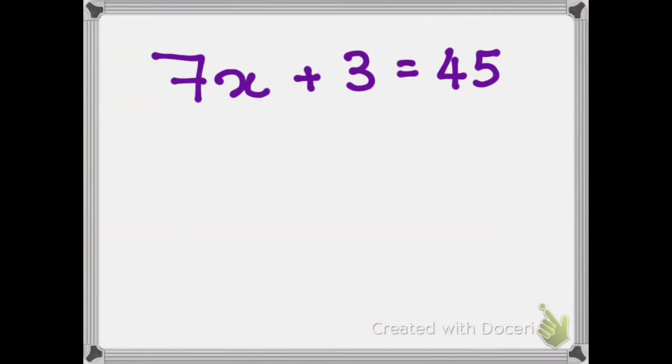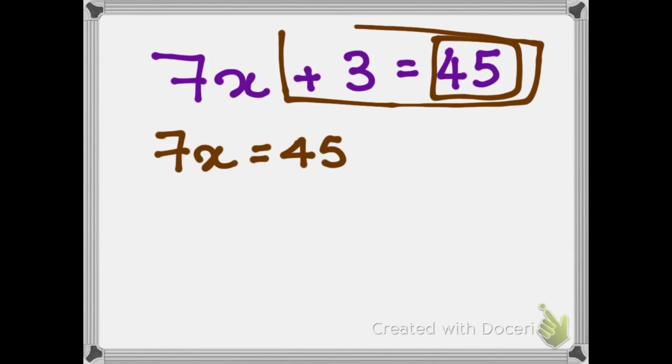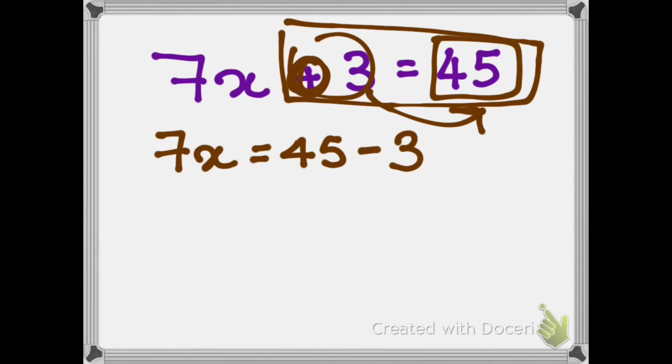Remember, it's the same process as before. I have to make 7x the subject, so 7x is equal to, then I look at the number after the equal sign, which in this case is 45. Since I want to separate 7x from this, I move 3 to the other side, and because it's a plus, I have to put minus 3. From here, I have 7x is equal to 45 minus 3, which is 42.